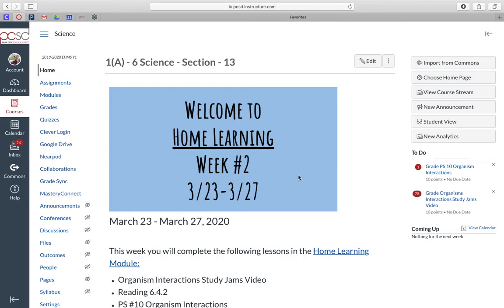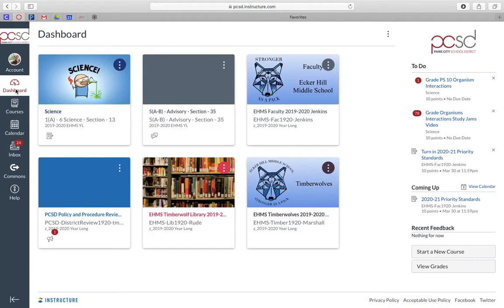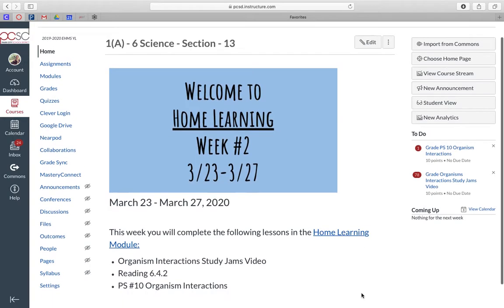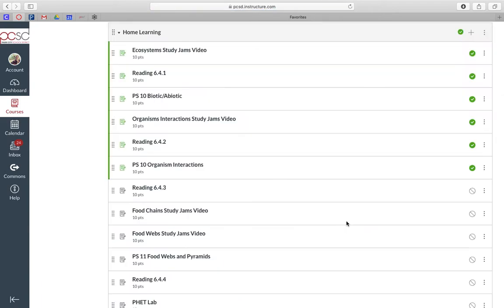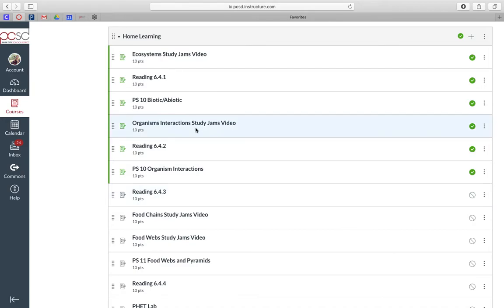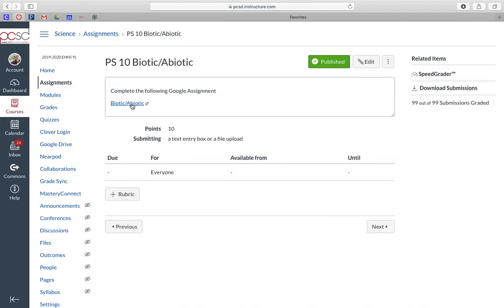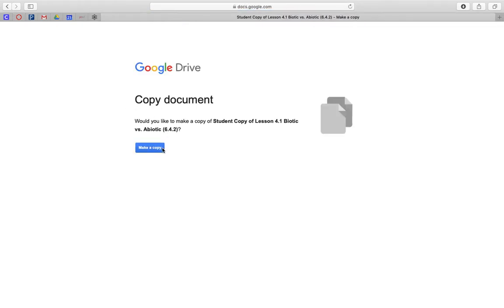If you haven't done this yet, I just wanted to go over with you how to get to it. So I'm in Canvas. If you go to your dashboard and then go to Science, every week it's going to look exactly like this and tell you what to do down here. If you click here, this will take you directly to your home learning module. Most of you know that if you clicked on the assignment and then clicked here, it would force you to make a copy. So you're going to open your own copy.